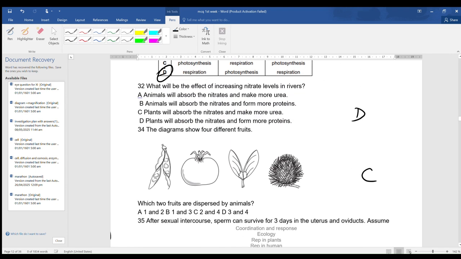Now next, what will be the effect of increasing nitrate levels in the river? When the nitrate level increases in the river, then what happens? Animal will absorb the nitrate and make more urea.